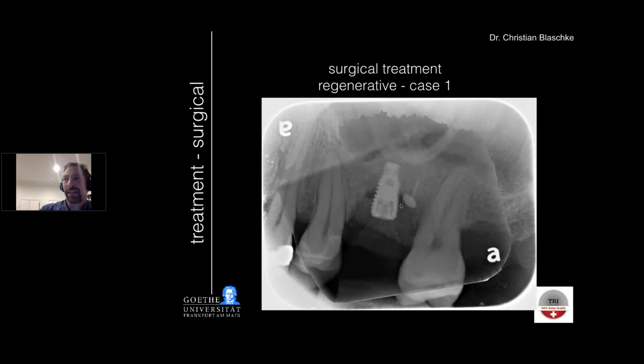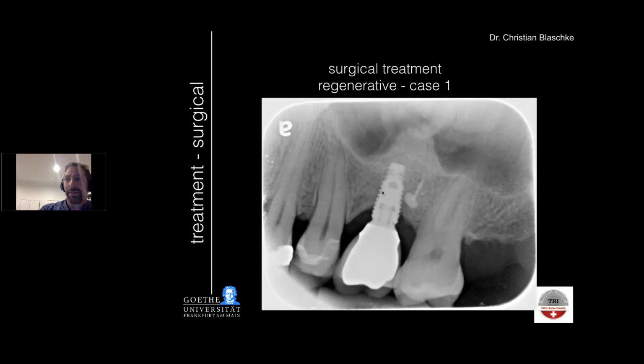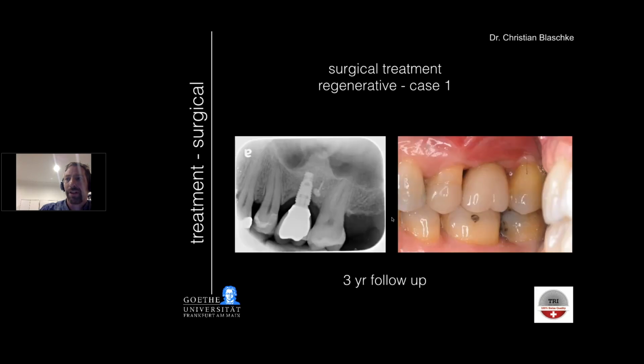This is the case beforehand. And now that's where we are. And this is a 3-year follow-up now. So 3 years later, another X-ray, and we don't see a change in bony contour. So this is a successful peri-implantitis graft. This is the clinical photo of the tooth. Unfortunately, we didn't regain papilla, but this was somehow expected that we probably won't get the papilla back.